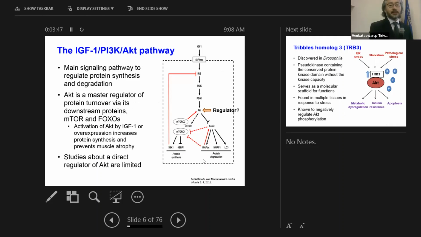Protein mass is balanced between protein synthesis and protein degradation pathways. AKT is known to be a master regulator of protein turnover through the regulation of protein synthesis, mTOR, and protein degradation, FOXO signaling pathways. Therefore, if you activate AKT, then you can increase protein synthesis and also prevent muscle atrophy. However, what we do not know yet is the key regulator of this AKT, and therefore of this protein turnover.